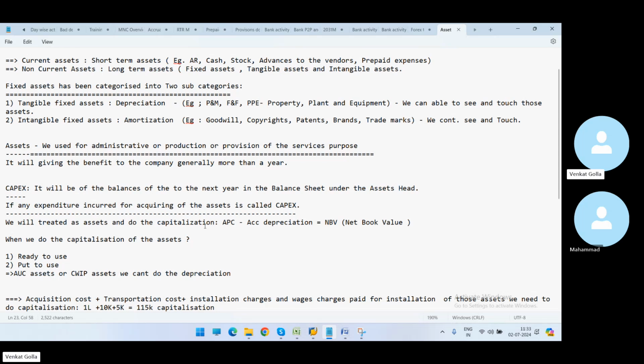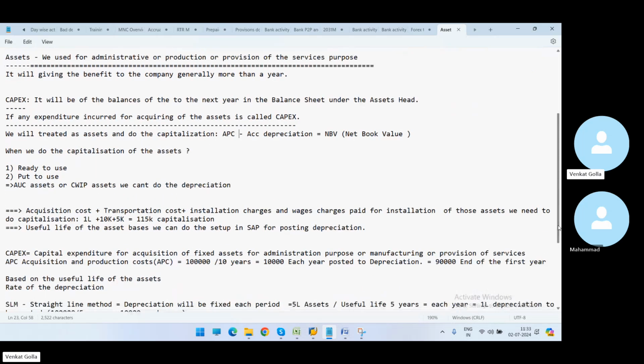Generally, APC means acquisition cost. Whatever asset you are purchasing, there is that acquisition cost. Suppose I purchased one laptop. That laptop involves a transportation cost to bring it from the store to my office. That cost I also incurred, and it is a one-time cost. I also incurred some installation charges, wages for installing the asset. That also I need to include in my asset value. Then the total of the acquisition cost plus transportation cost plus installation charges, altogether 1,15,000, is what I capitalize. And only on this will I calculate the depreciation, not on the actual base value of the asset. This is also part of the asset.